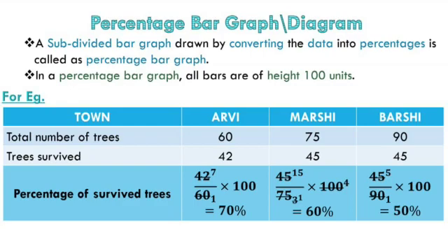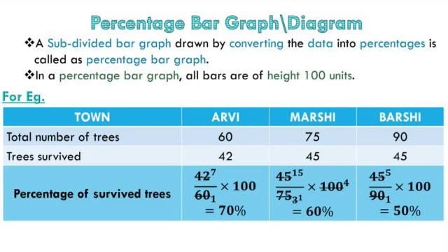Now for example, here there are 3 towns that is given to us, that is Arvi, Marshi, Barshi, where the total number of the trees are in Arvi is 60, Marshi 75, Barshi 90, and the trees survived in Arvi is 42, Marshi is 45 and Barshi is 45. So here first you are going to find out the percentage of the survived tree. Now to find the percentage of the survived tree, first you are going to see the number of trees that are survived.